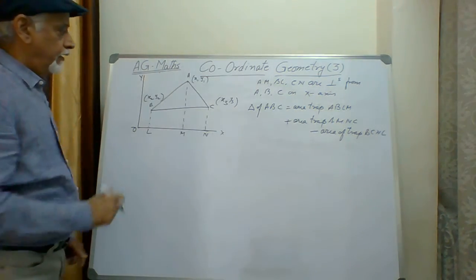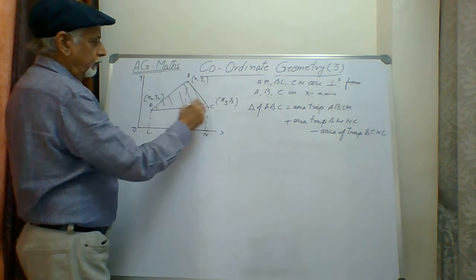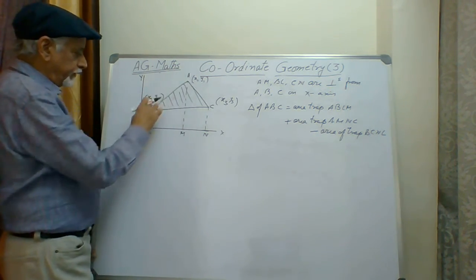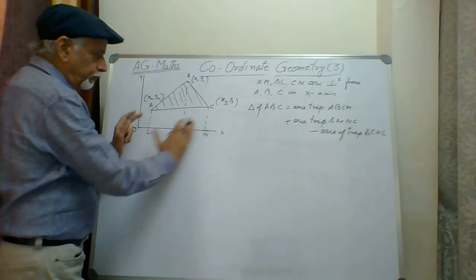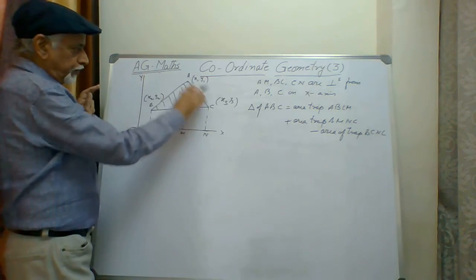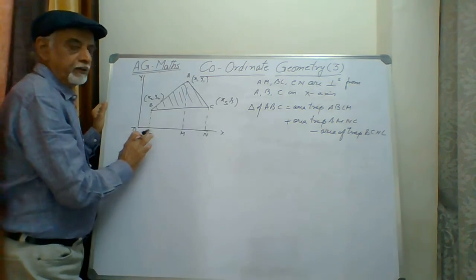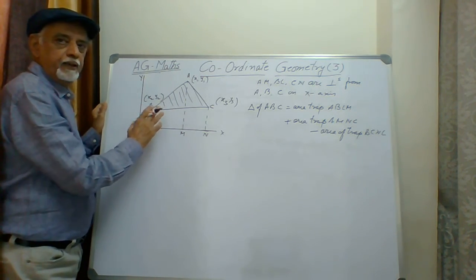Is it clear? I want to find the area of ABC. This triangle area I want to find. So I take the trapezium ABLM, add AMNC, so I get the whole figure under this boundary, and then I subtract this lower part, which is the white part. Then we get the section part, and section part is the area of the triangle ABC.